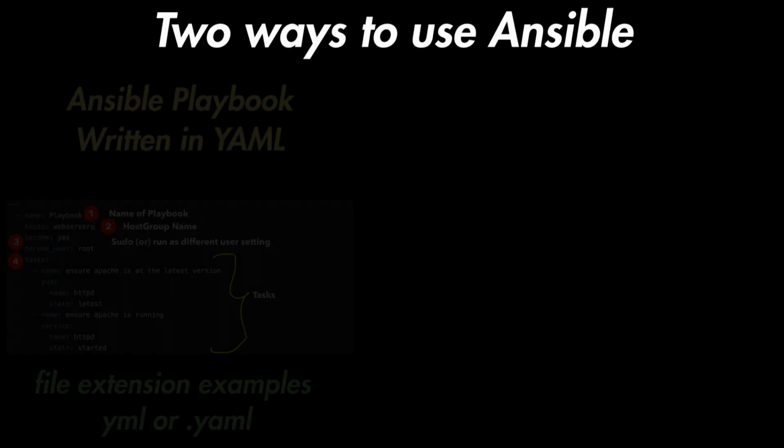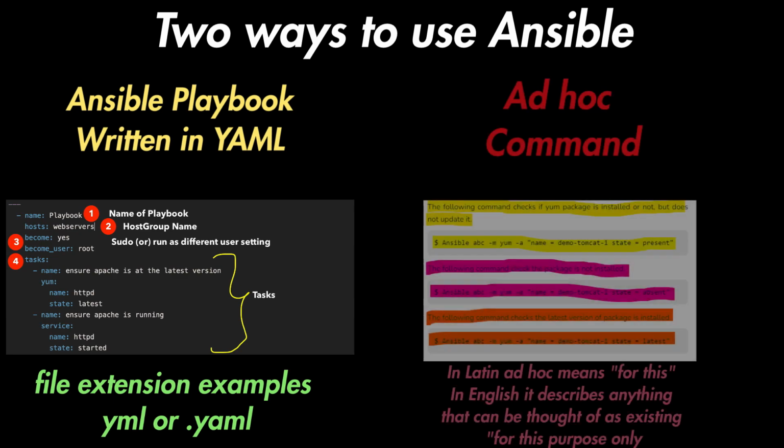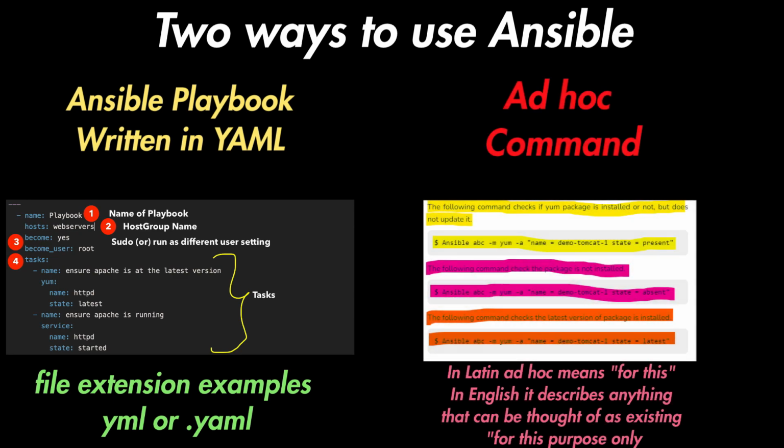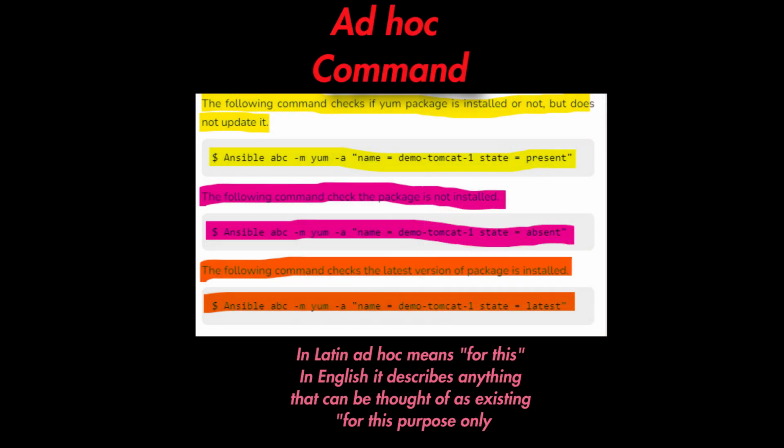To use Ansible, you can do two things. Make a script that's written in a declarative language called YAML, Y-A-M-L. This script is commonly referred to as a playbook, or you can type a single command called an ad hoc command. Ad hoc means for this or as needed in Latin. This is a single command that is typically used to check something quickly, to perform a quick task, or for the sake of convenience. You can essentially perform this command as needed, hence why it's called an ad hoc command.